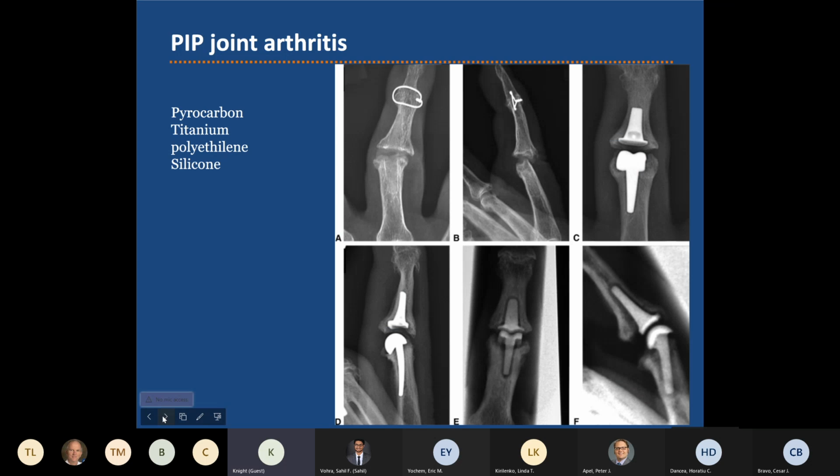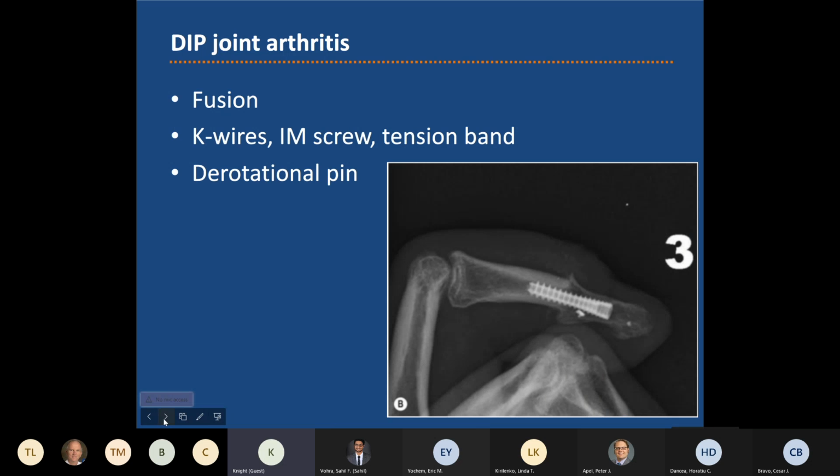So there are different options for this: certainly the silicone, the titanium polyethylene, which is misspelled, and the pyrocarbon are all different options with different limitations. I don't have a ton of experience with the titanium or any of those. I've mainly just done the silicone. So next.